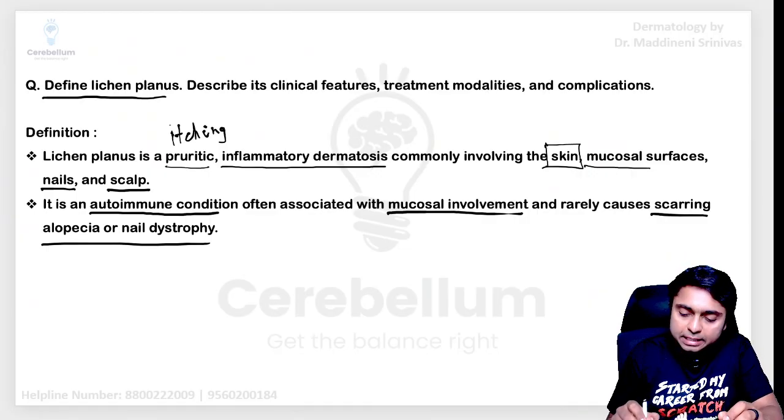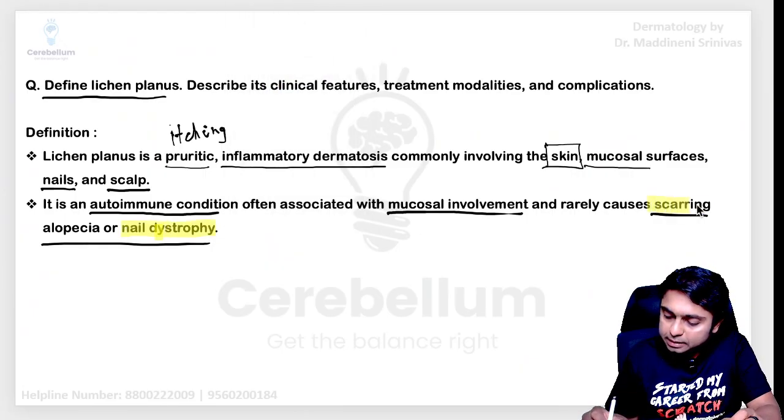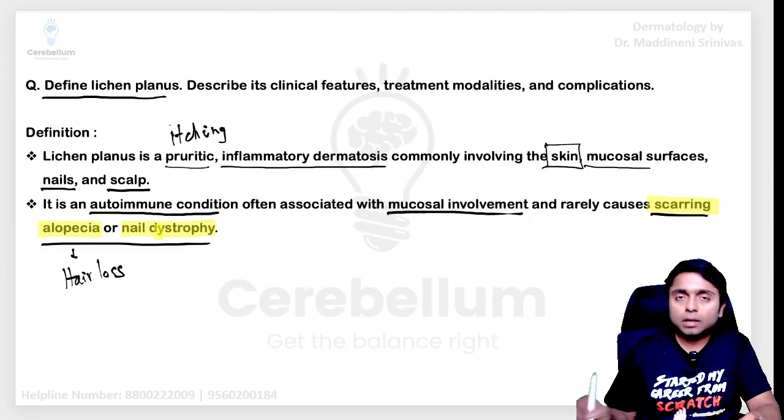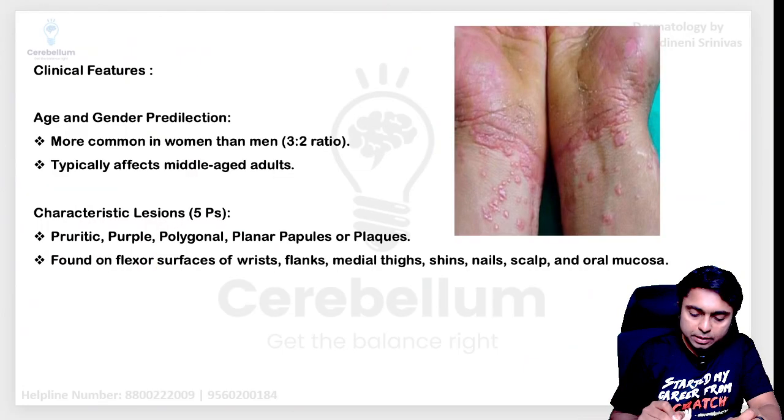So these are the changes which will be seen over the scalp and in the nail. In the nail there are going to be dystrophic changes, that is, damage of the nail can be seen. And what is alopecia? Alopecia is hair loss. So we'll see one by one all these important features.